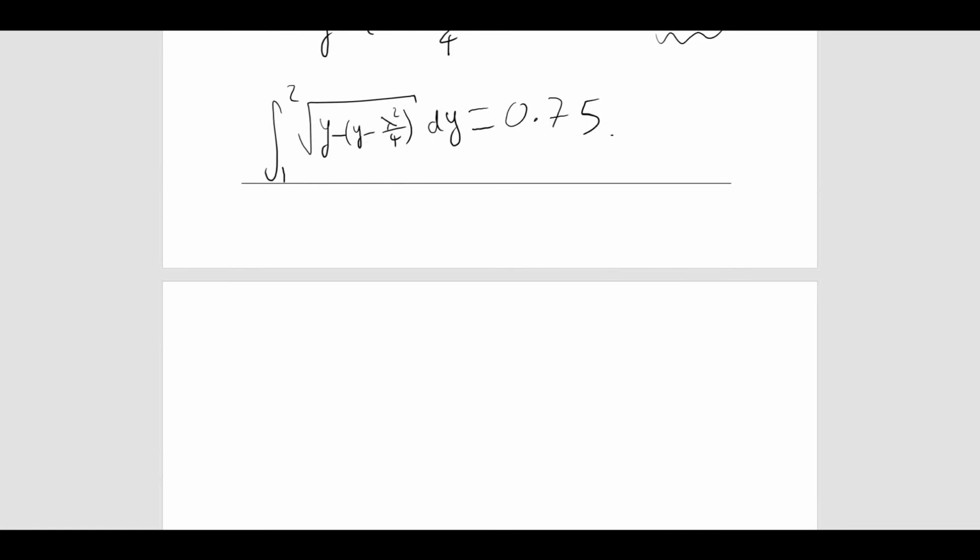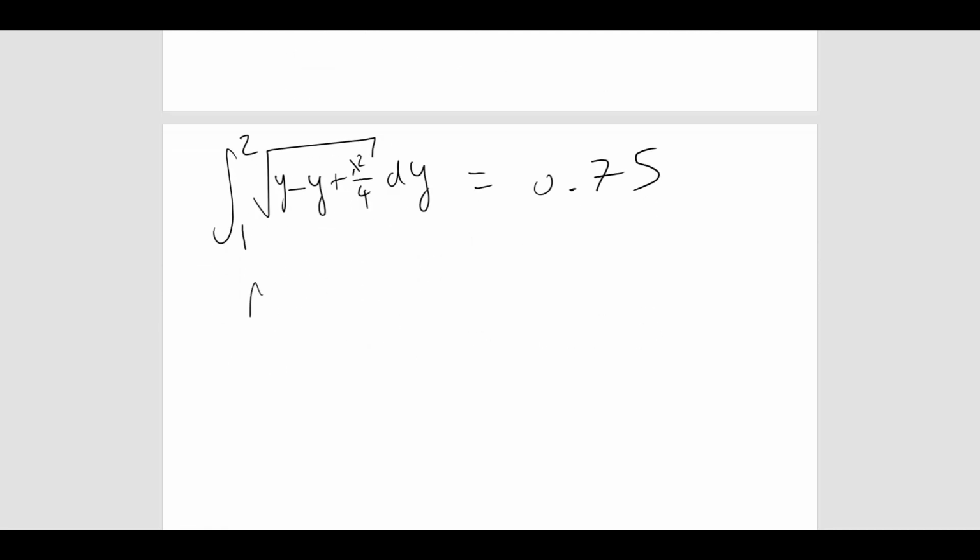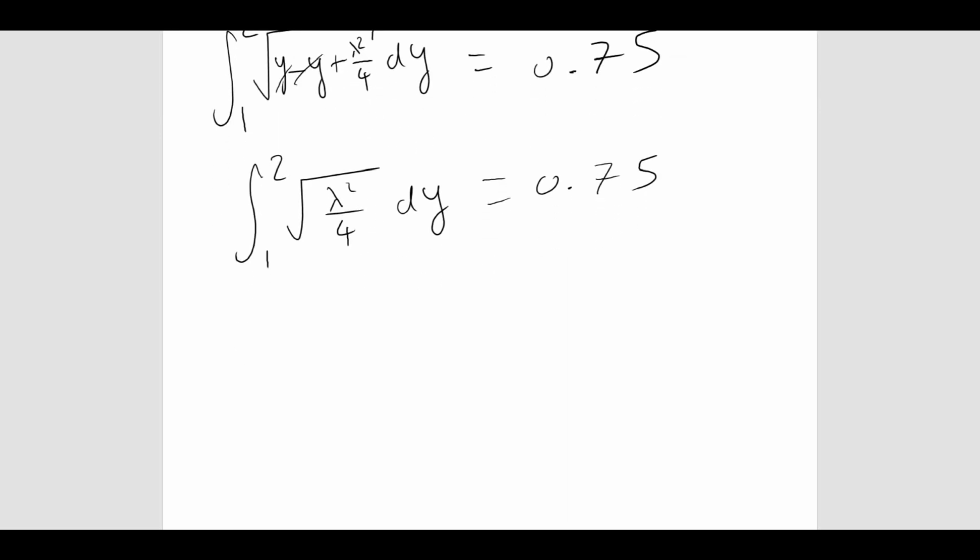Right, so let's simplify that integrand. Integrand is just the thing which I'm integrating. So square root y, take away y, minus 1 times minus lambda squared over 4 is plus lambda squared over 4 dy, and that equals 0.75. I've got integral 1 to 2, y take away y is 0, root lambda squared over 4 dy is equal to 0.75. Doesn't matter that it's dy really. So if I square root lambda squared over 4, that is the same as the square root of lambda squared over the square root of 4, which is basically going to be mod lambda, but we can just think of it as lambda. If I square root a square, it undoes the square. So just lambda over the square root of 4, which is 2.